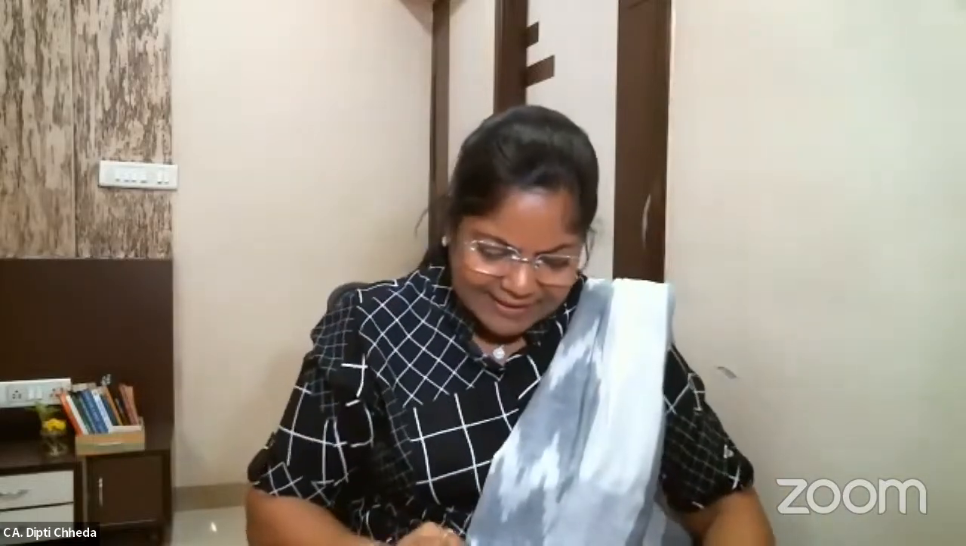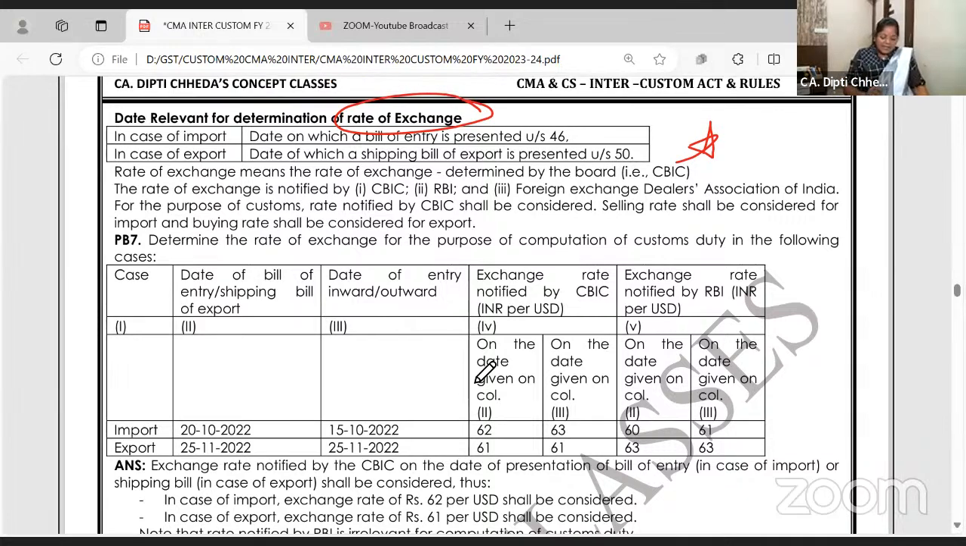Ma'am, we just did the date. That was the date for rate of the duty. Now the date for rate of the exchange currency. So now let us see again how we will learn this. See. In case of import, the date on which bill of entry is presented. Ma'am, but if bill of entry is presented first and then entry inward is granted, it makes no difference. For rate of exchange, in case of import, bill of entry. In case of export, shipping bill.